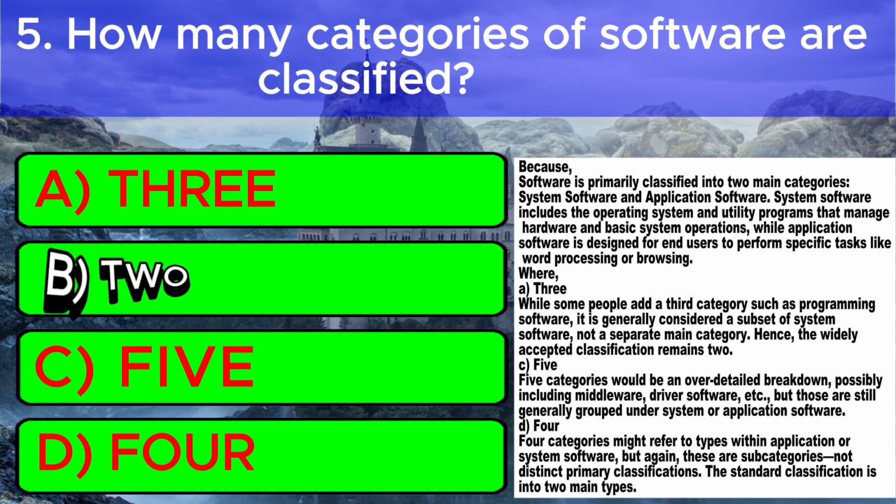C. 5. 5 categories would be an over-detailed breakdown, possibly including middleware, driver software, etc., but those are still generally grouped under system or application software. D. 4. Four categories might refer to types within application or system software, but again, these are subcategories, not distinct primary classifications. The standard classification is into two main types.